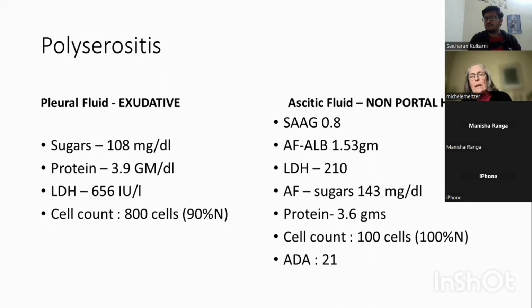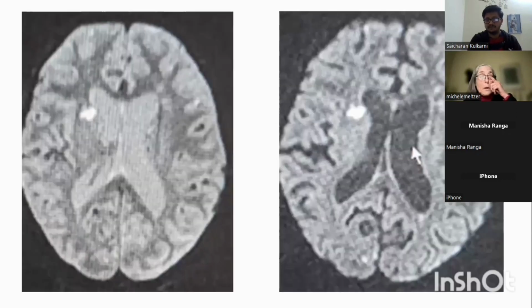These are the pleural fluid analysis and ascitic fluid analysis, ma'am, which were exudative, but no organism was isolated from either of these. And this is our MRI image. We have an infarct there.